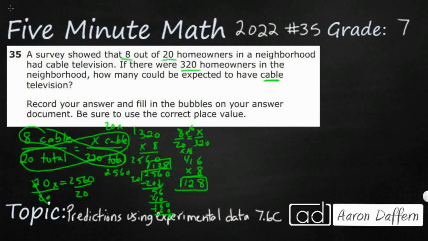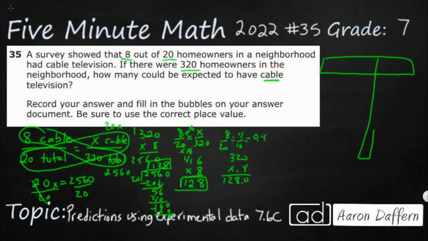We also could have done a unit fraction, or the unit rate. We could have done 8 over 20 and reduced that, and that would have been 4 over 10, which means we've got 0.4. So we could have multiplied 320 times 0.4, and guess what we would have gotten? 128. That's another option. So let's just bubble it in. Any way you look at it, you're going to get this 128.